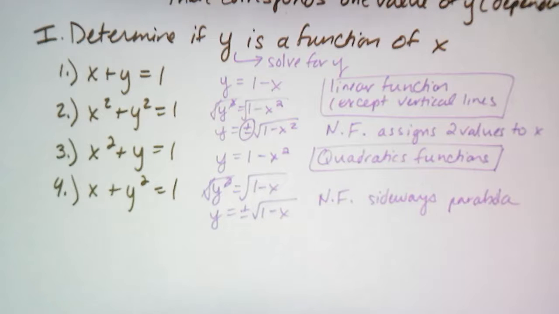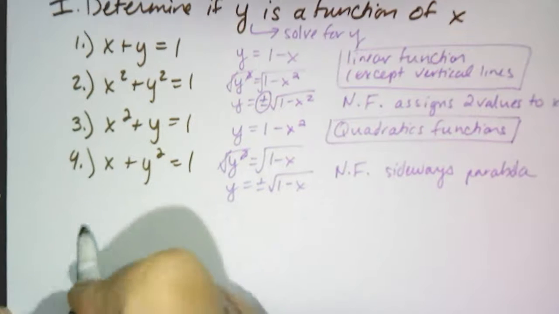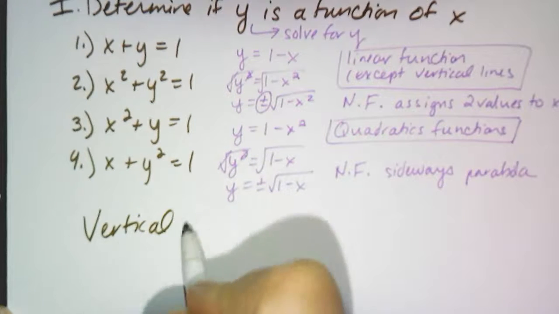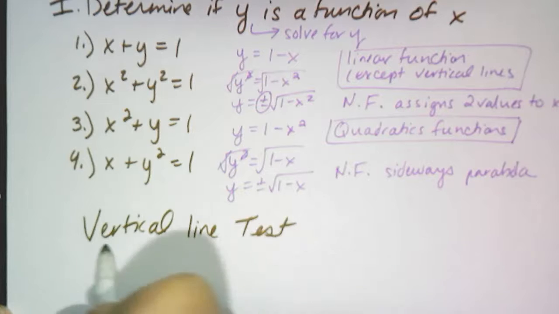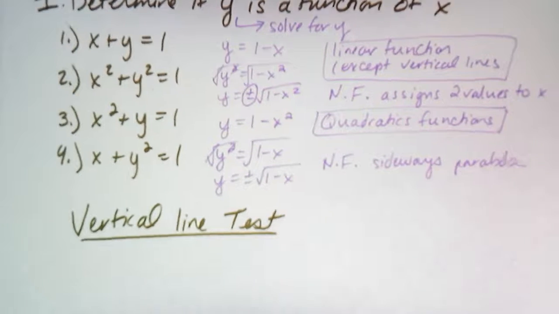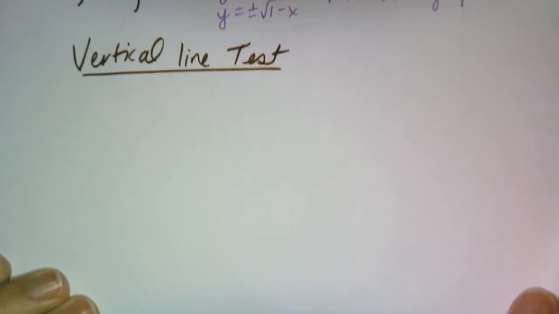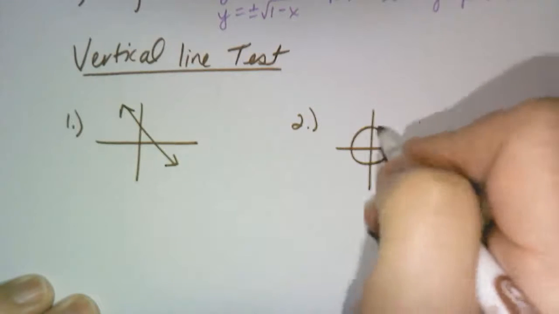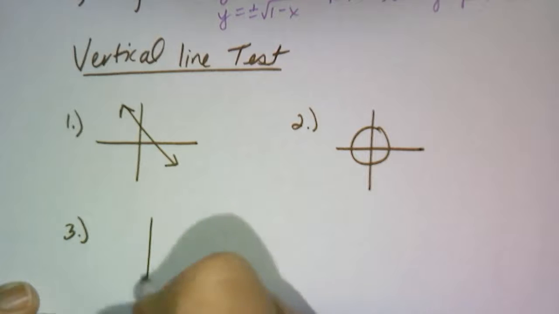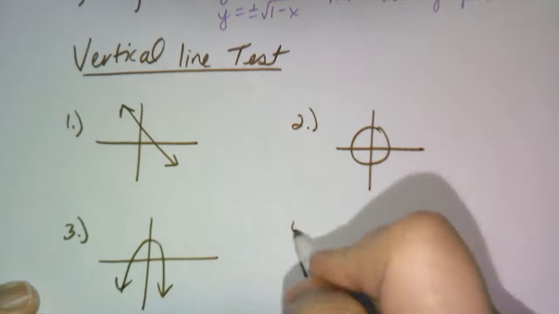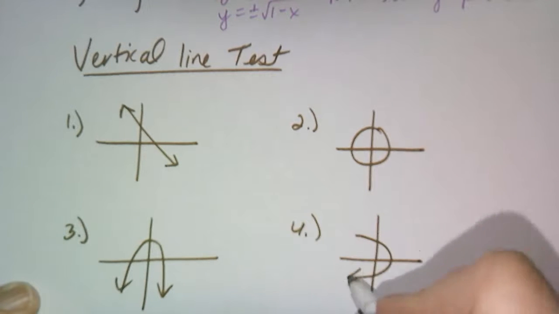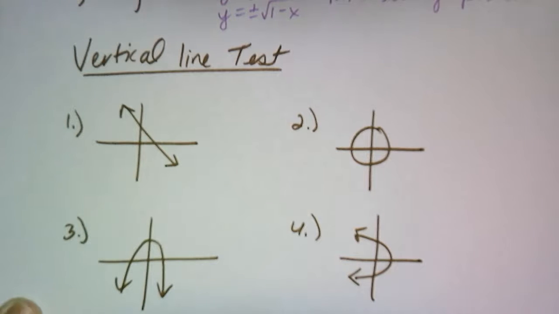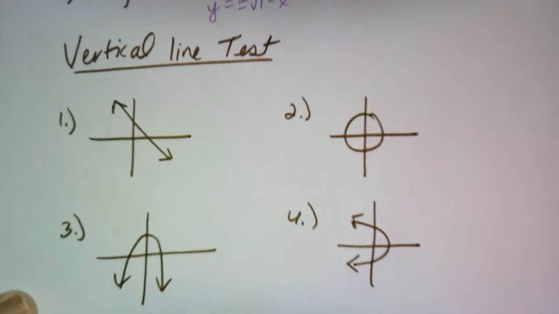Now, all of these, obviously, once you solve it for y, you can put it in your calculator, and then just to double check, I would check the vertical line test. Let me just show you some pictures of that. There we go. So which ones are my functions, which ones are not?